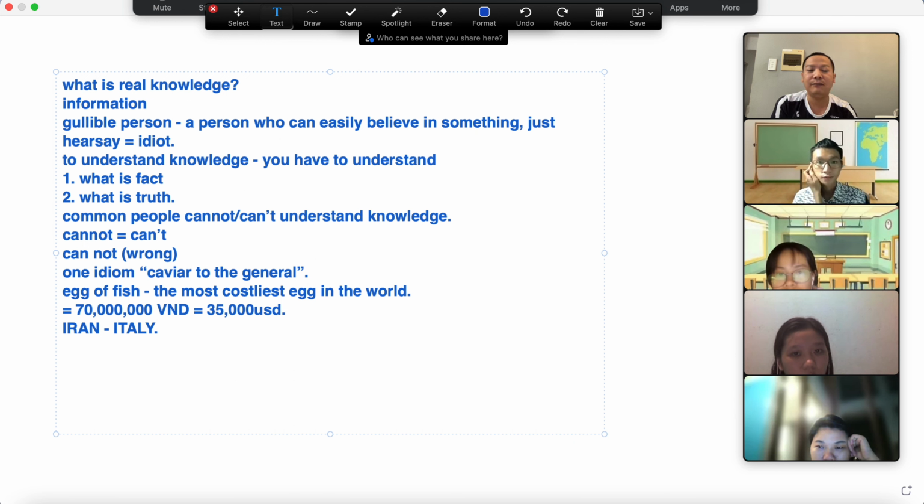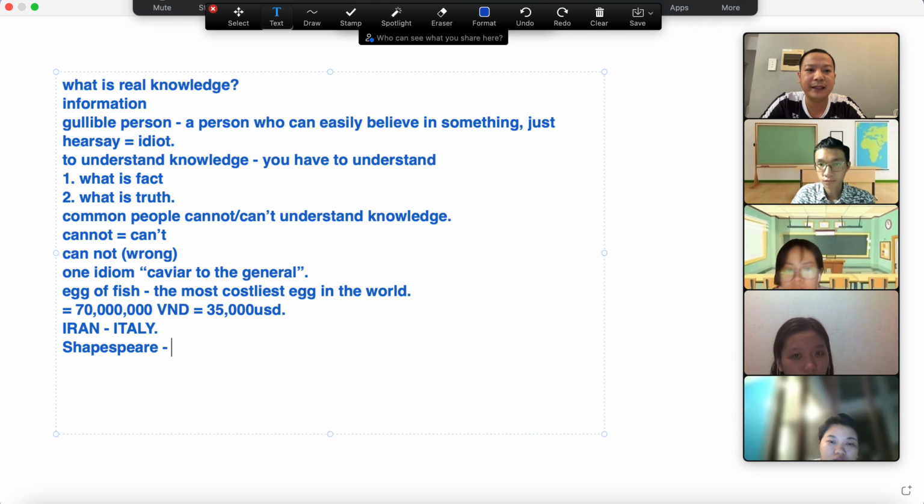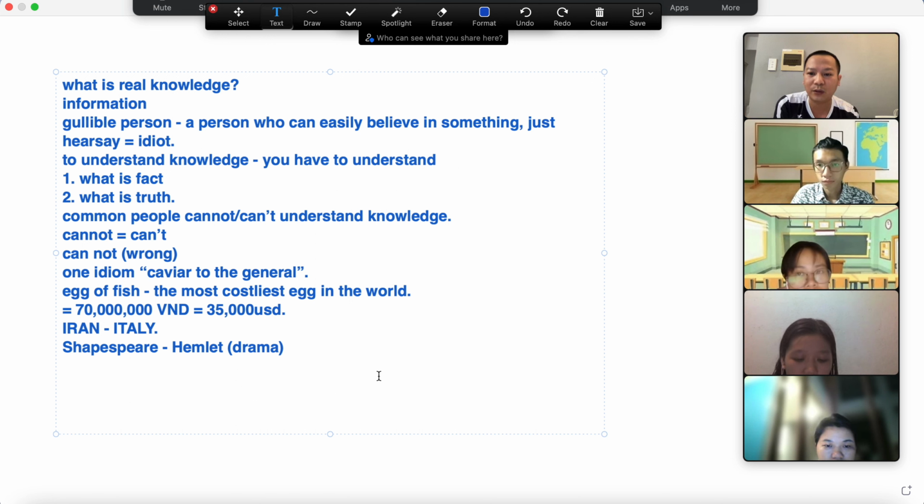So what does it mean? This is an idiom of Shakespeare. Do you know Shakespeare? Yes. Shakespeare, the English writer. In Hamlet, in that drama, he wrote very clearly, the caviar to the general.